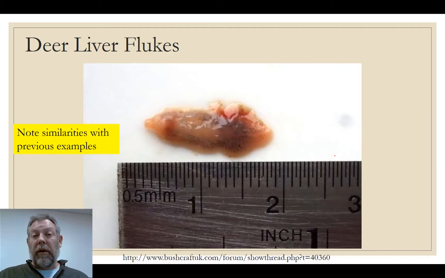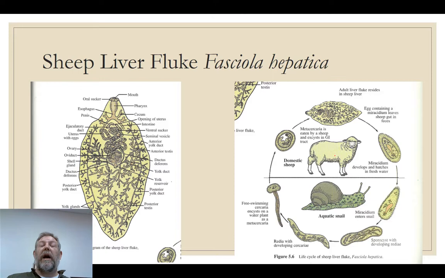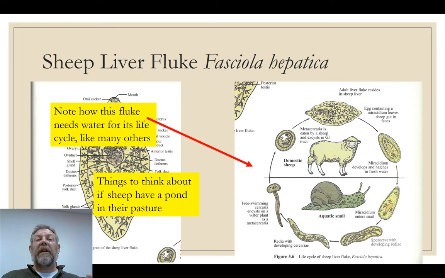Sheep liver fluke, this is just another common fluke, and again, a disease of livestock. And you see a similar life cycle that requires an aquatic snail. Again, understanding these life cycles is key to understanding their treatment or their prevention. And you'll see in a lot of these, they use that aquatic snail. A big part of the life cycle is aquatic. And so these are things to think about when you've got, say, livestock and they drink out of a pond, and they can defecate in the pond, they can drink out of the pond. This is potentially one way they could be infected by these sorts of diseases.